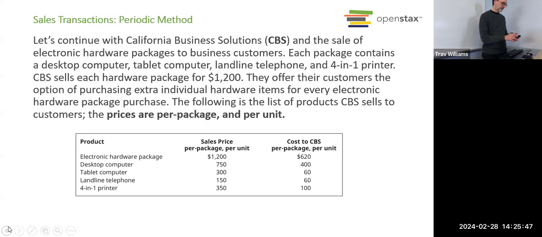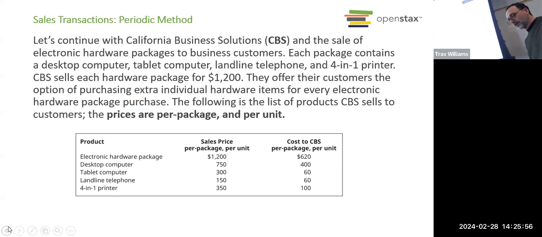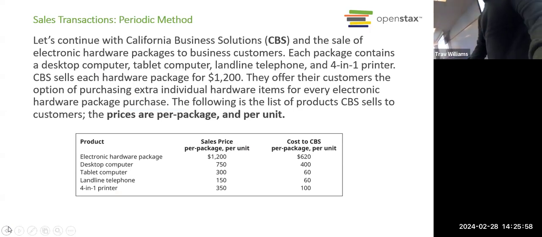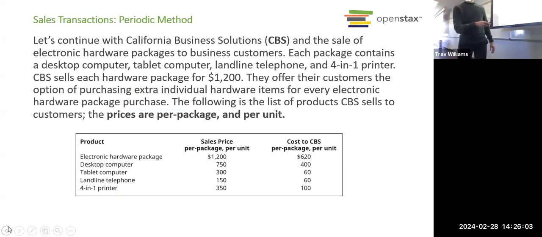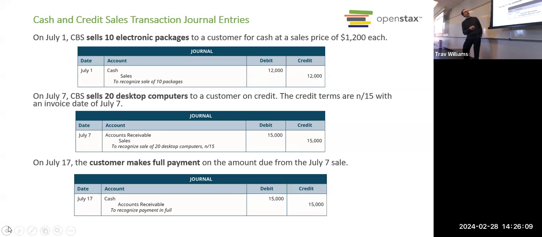Here is the computer company again. They are now selling these electronic packages. So we see the sales price and we see the cost, right? Both for the package and the individual units, the individual components of the package, okay? All right, here they make a sale and the customer pays cash. No inventory, nice and easy, right?